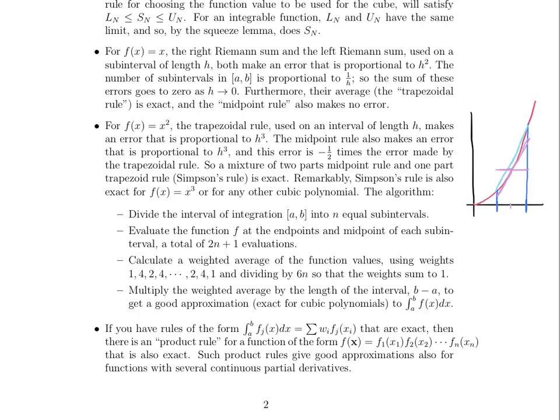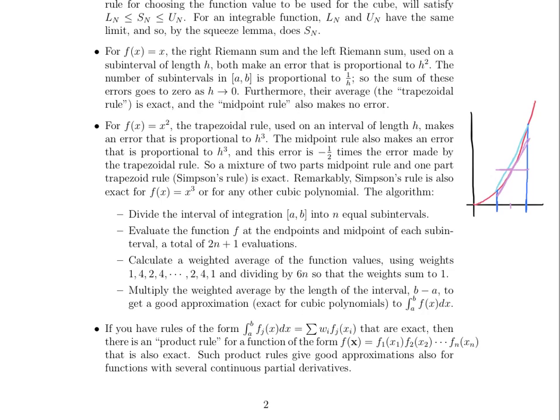But the general algorithm for using Simpson's rule, which is this weighted average, again, the mix of the midpoint and trapezoidal rules, means that we're going to take the interval of integration, we're going to divide it into n equal subintervals, and then we want to evaluate the function at the endpoints and midpoint of each subinterval, with a total of 2n plus 1 evaluation points.